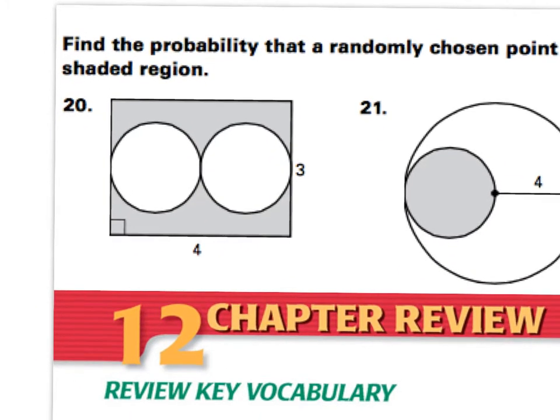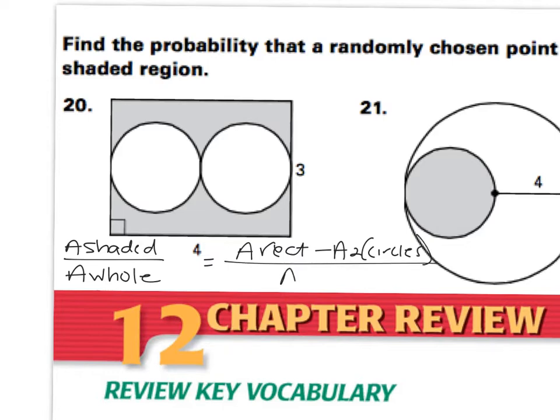This says, find the probability that a random point will be chosen in the gray area. So for 20, I'm looking for the gray area over the whole thing. How do I find the area of the gray or the shaded? I have to do the area of the rectangle minus the area of two circles.